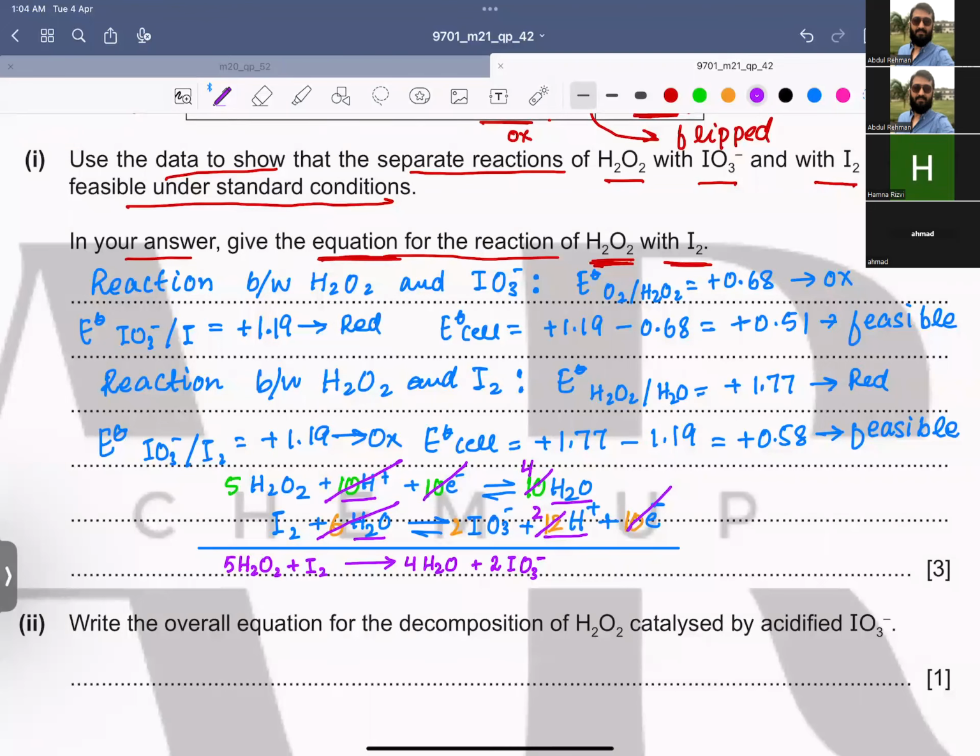Sir, won't you like 2 hydrogen ions too? Sorry, 2 hydrogen ions on the right hand side. Sorry, I overlooked 2 hydrogen ions as well, because we are left with the 2H positive. Yes, is this clear to everyone? Yes, sir. Okay.